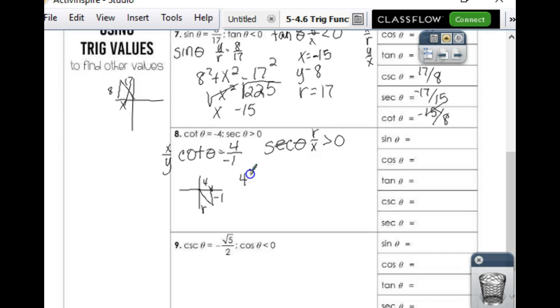So now I get 4 squared plus negative 1 squared equals r squared. So 4 squared is 16 plus 1 is 17. So I have 17 equals r squared. So when I take the square root, r is the square root of 17. R is the square root of 17, x is 4, and y is negative 1.